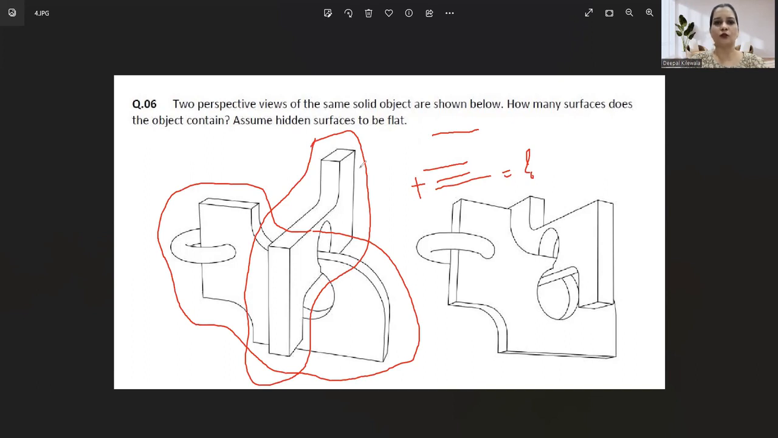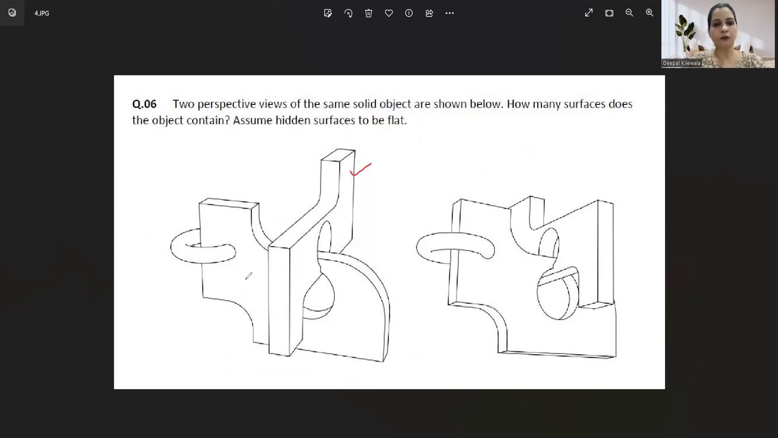So let's start with this solid over here. 1, 2, the surface on the back, 3, 4, surface below, 5, surface below, 6, 7, there'll be a surface opposite to the 4, that will be 8. And then this is a surface under that circle. So that is going to be your 9. So overall in this solid, we have 9 surfaces.